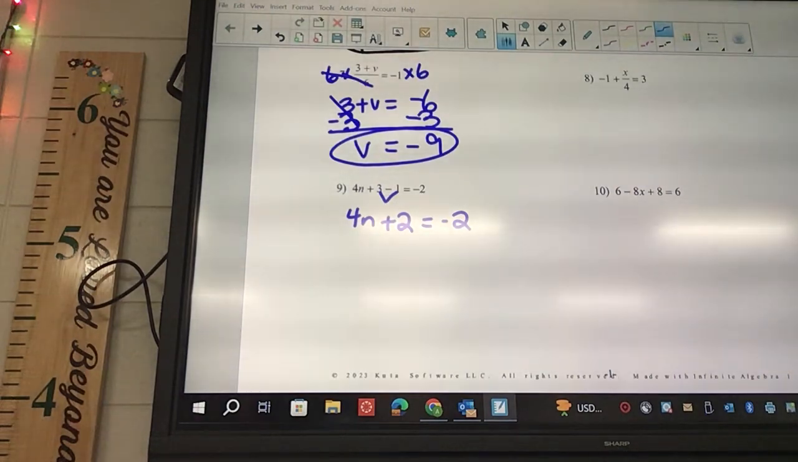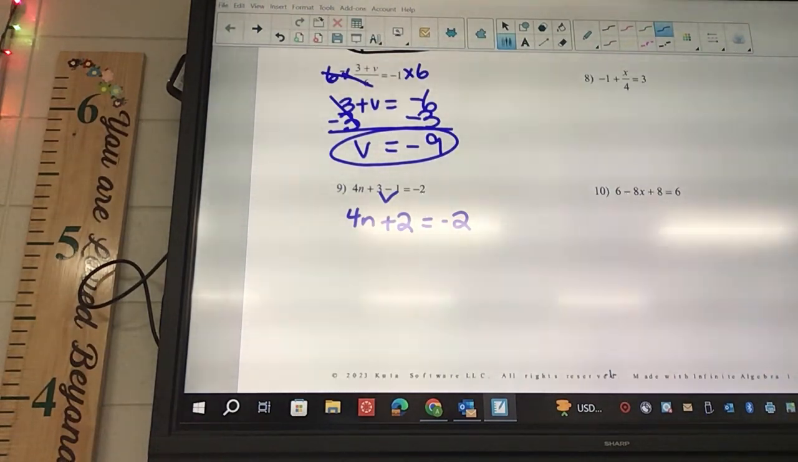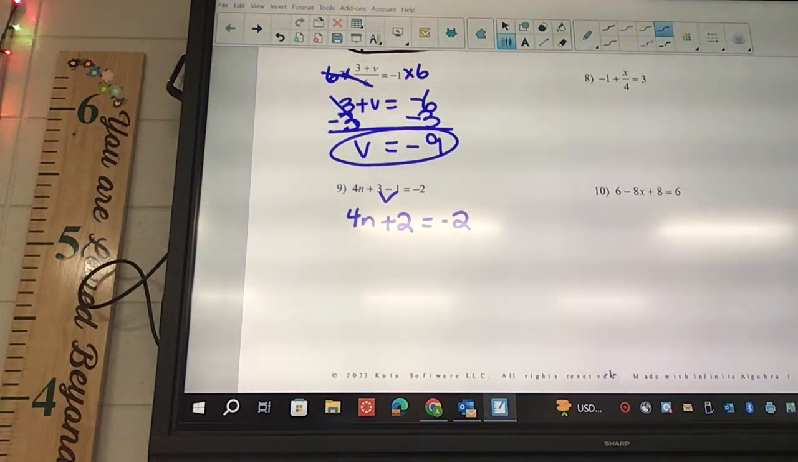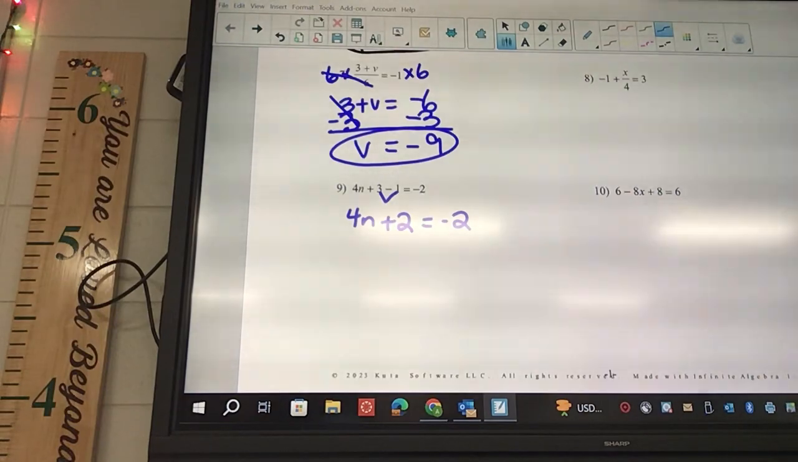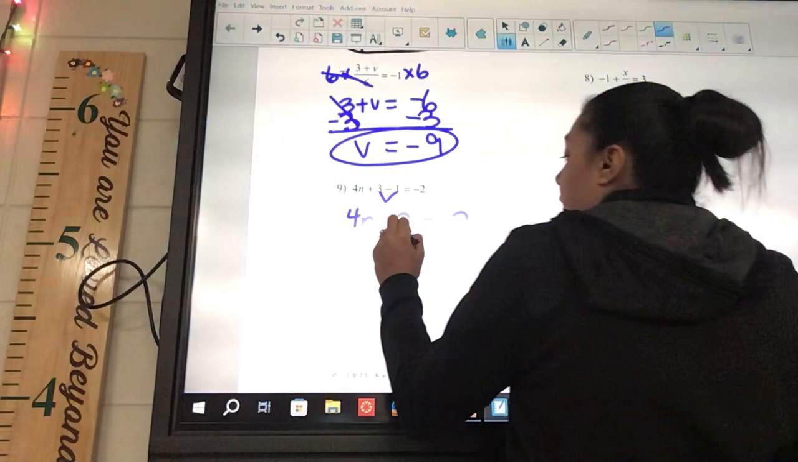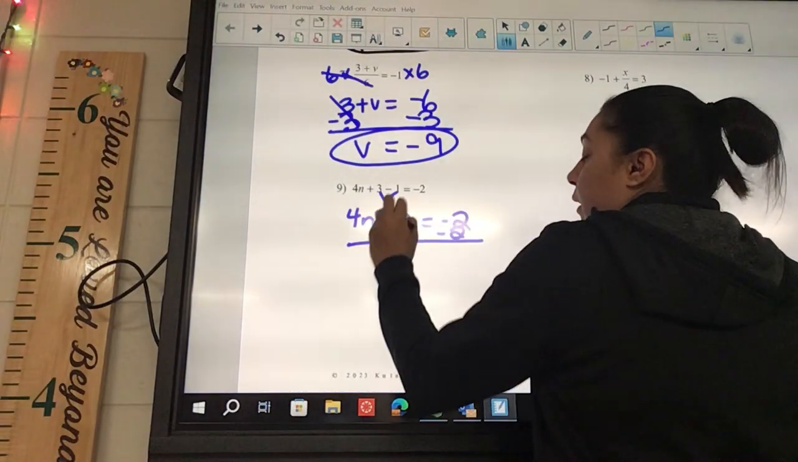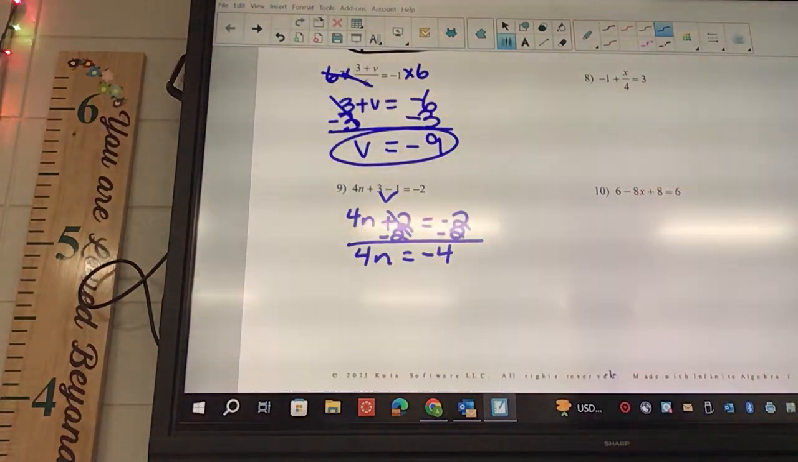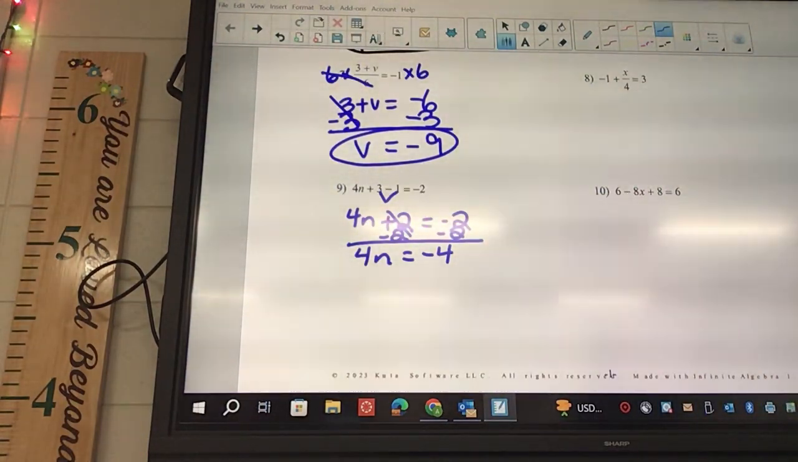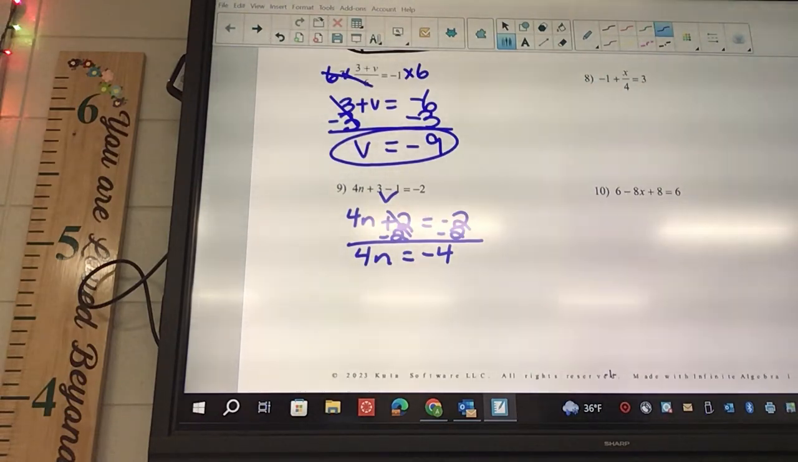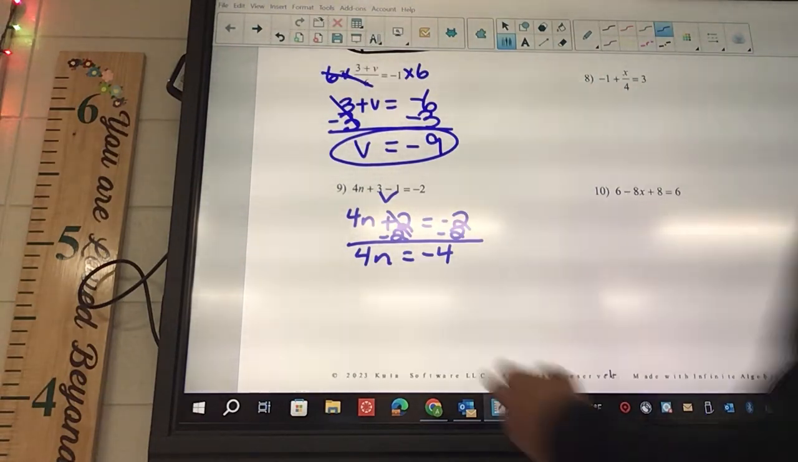Okay, now if we look at this, who's the third wheel? Yep, so we're going to subtract 2 from both sides. Okay, so I'm going to get 4n equals -4. Okay, and then what needs done? How do I break up that couple? Divide.